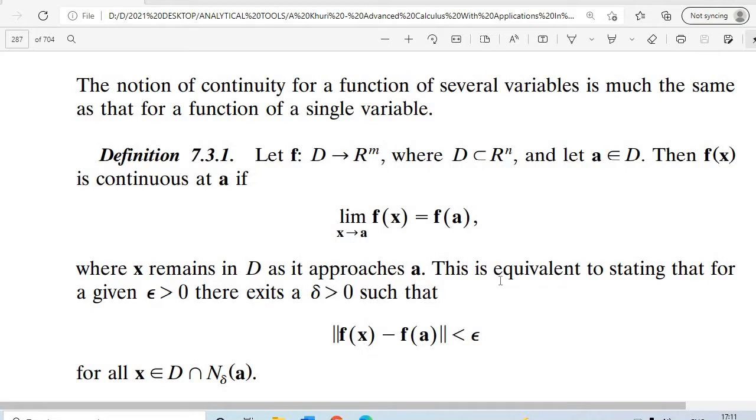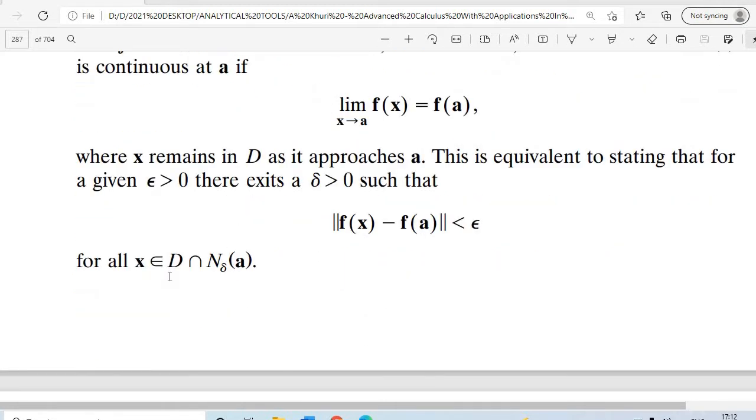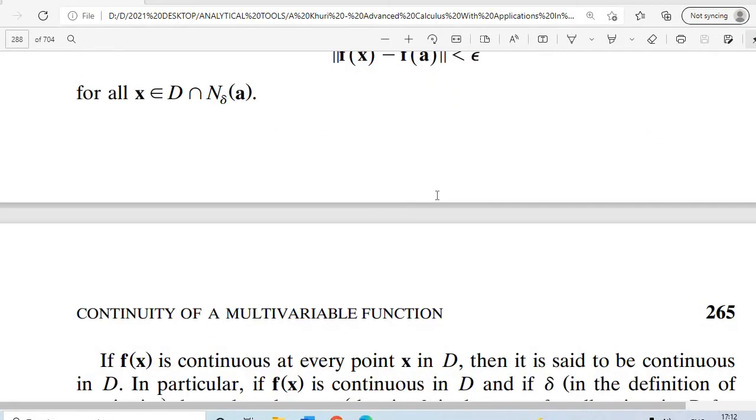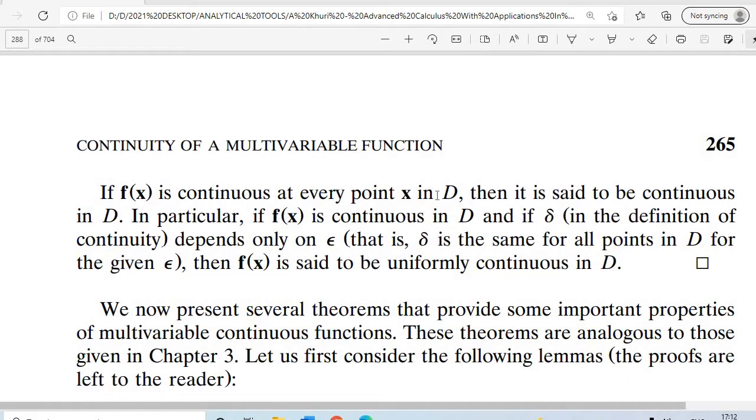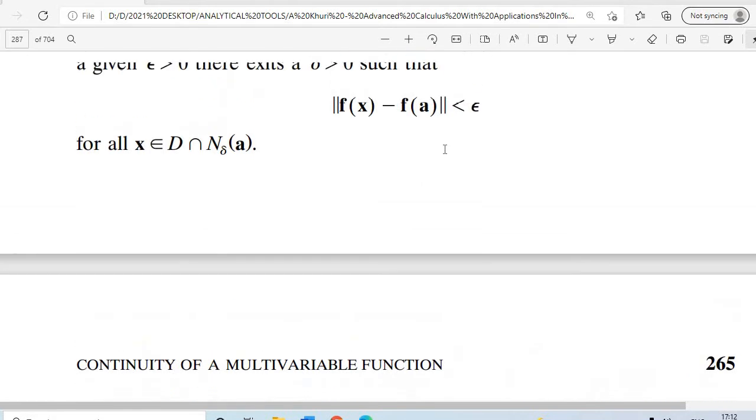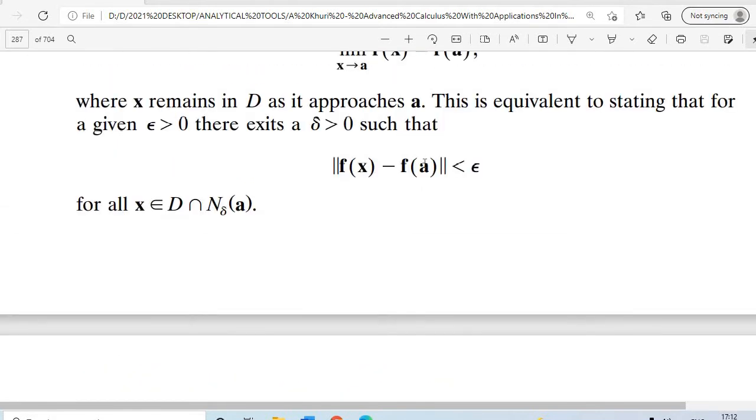In the norm concept you can define it like this: given epsilon greater than 0, there exists a delta greater than 0 such that the norm of f of x minus f of a is less than epsilon whenever x belongs to D intersection the neighborhood of a. Okay, that's our continuity definition. This definition is for continuity at the point a, at the vector a.